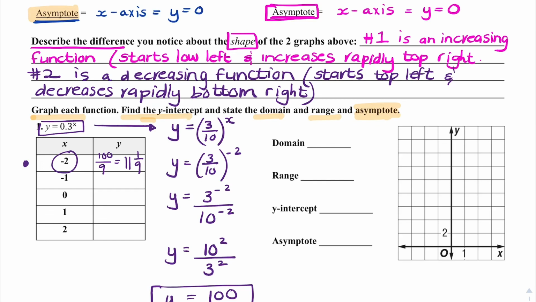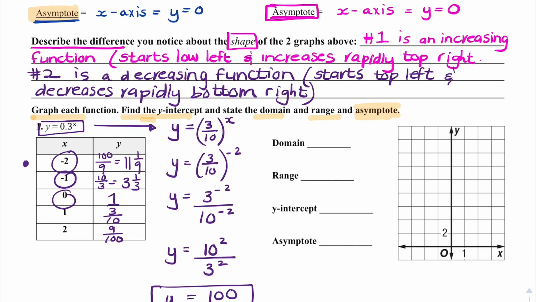If x were negative 1, if you just follow your working from the previous example, that's pretty simple to do. It ends up being 10 over 3, which can be written simply as 3 and 1/3. Next one, when x is 0, we learned that anything that is raised to the power of 0 always equals 1. When x is 1, that's a simple one, y will just be 3/10, and when x is 2, it'll just be positive 9 over 100.